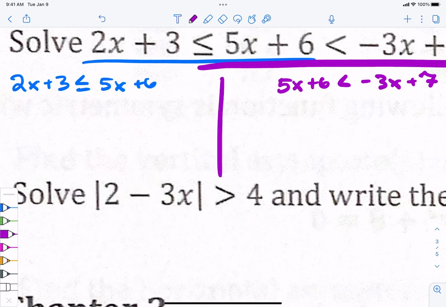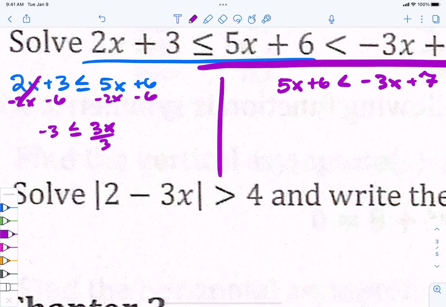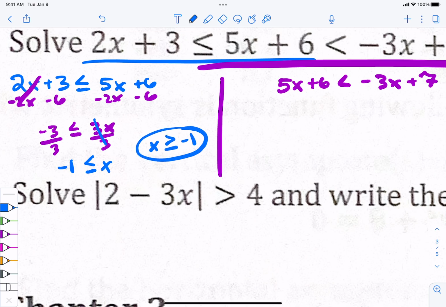All right, on the left, I'm going to subtract 2x, and I'm going to subtract 6. So negative 3 is less than or equal to 3x. I don't want to divide by a negative, though it doesn't matter, you can if you want to. X is at least negative 1. Or if I flip it around, x is greater than or equal to negative 1.